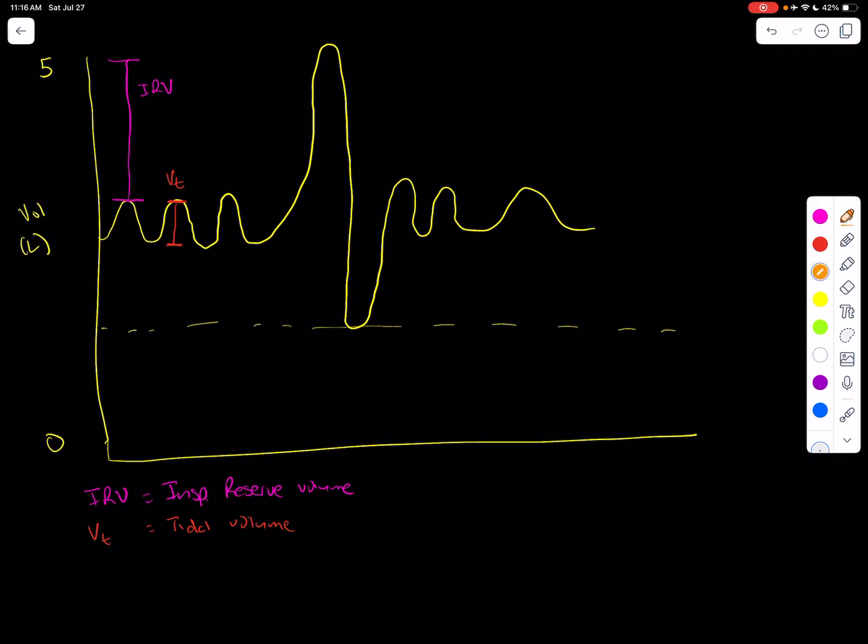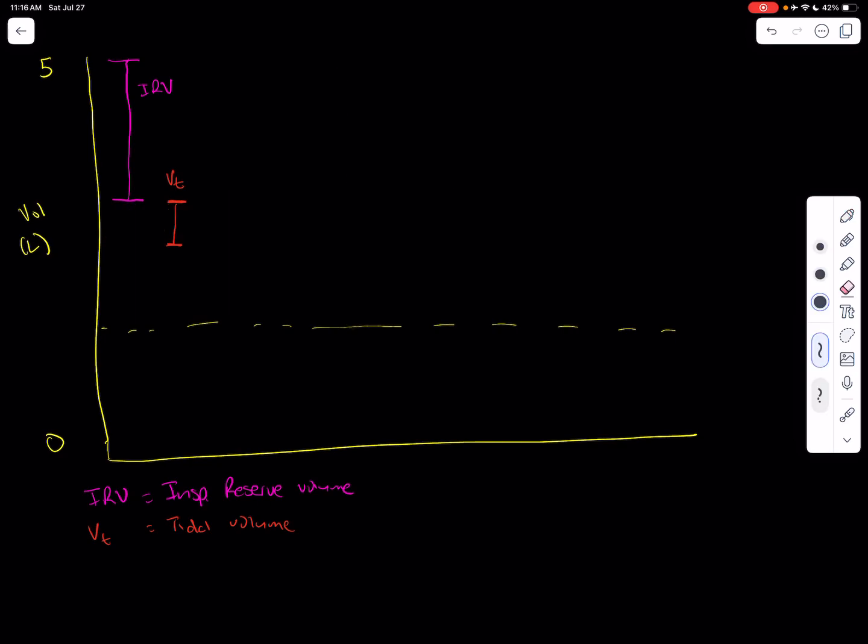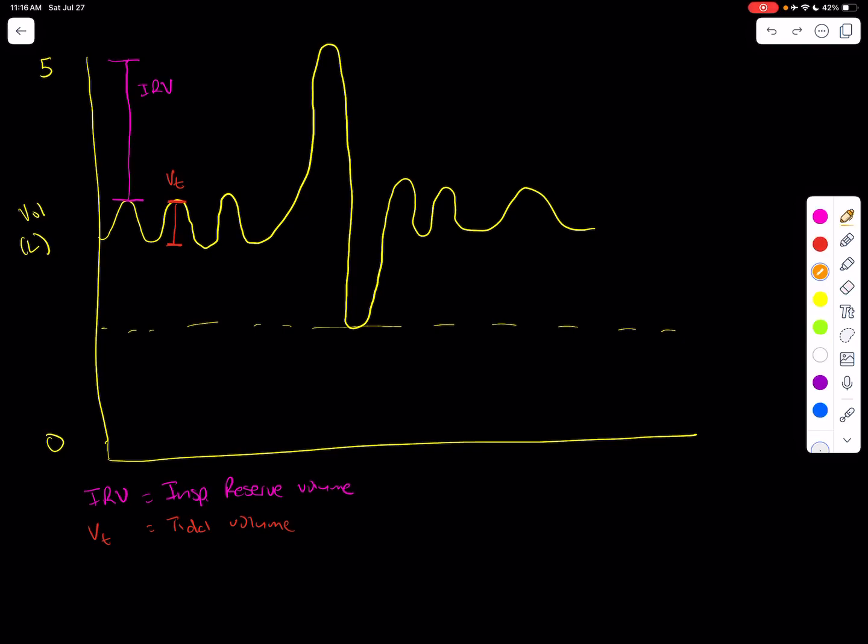So we've got so far 2 of our volumes. Next, we're not going to erase anything. We're going to go from here down to here. This is what we call expiratory reserve volume, and it is the expiratory version of inspiratory reserve volume. You take a normal breath of air out. Well, how much more air could you get out? That's expiratory reserve volume.